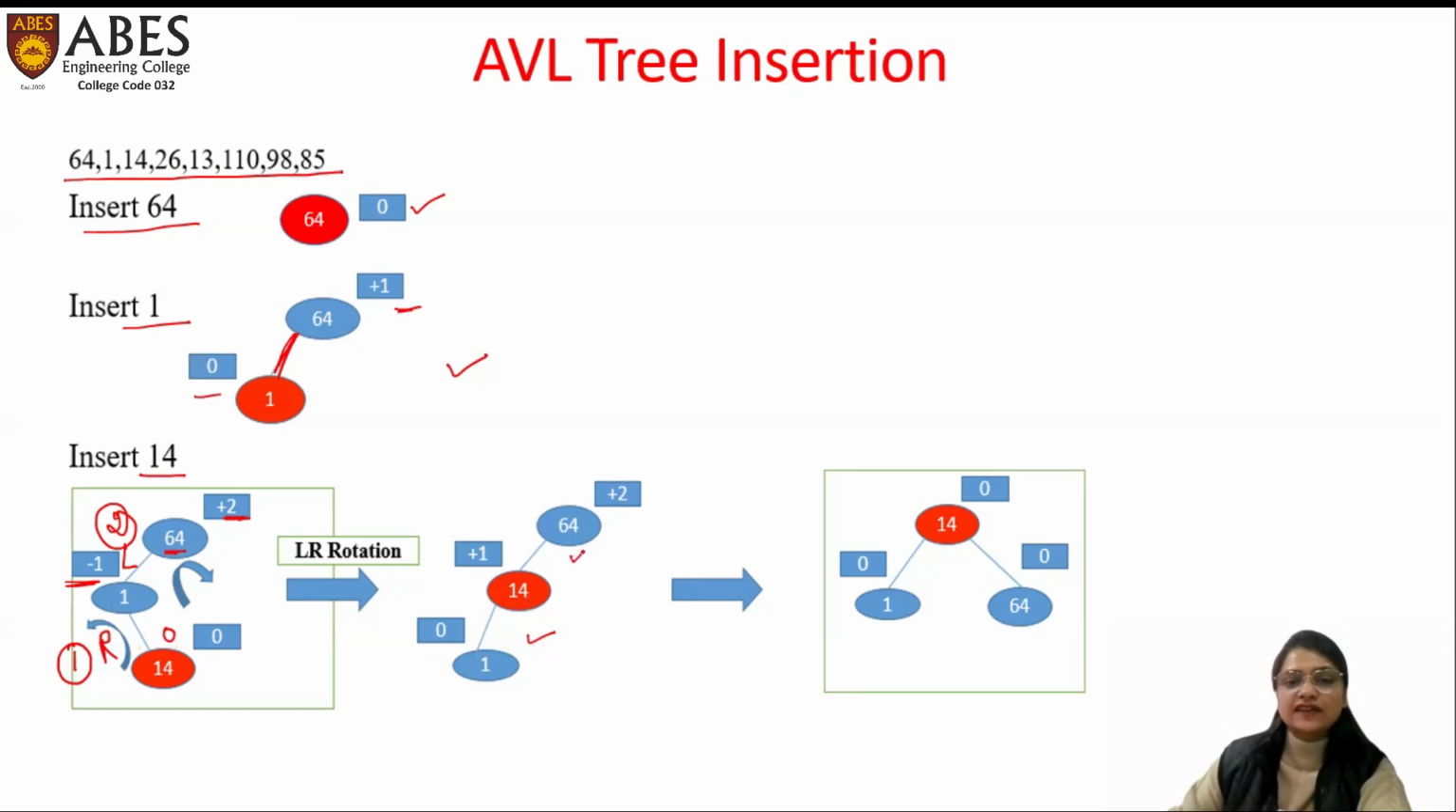Now I'll talk about the second part, in which the rotation needs to be done like this. Then 14 will become the root node of this tree, and 64 will move to the right side, and 1 will remain as it is. That's why this tree has been converted after LR rotation into this form. Then we have to calculate the balance factor of each node. As in the diagram, we can see that all the nodes are balanced.